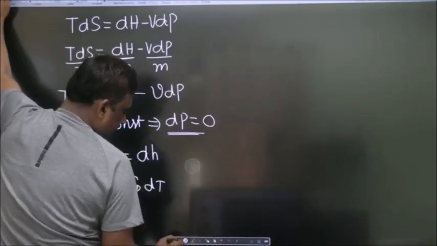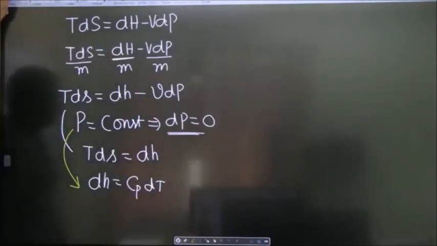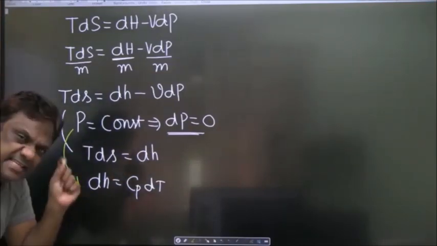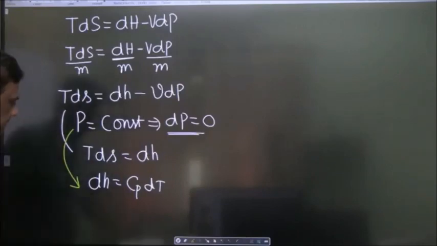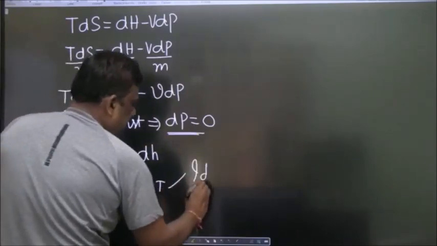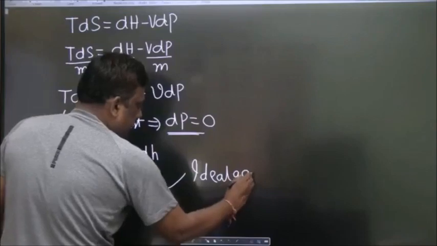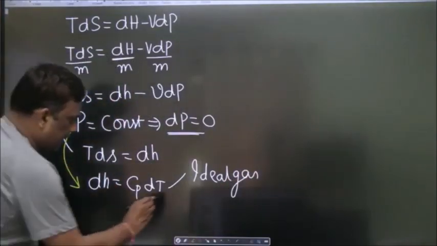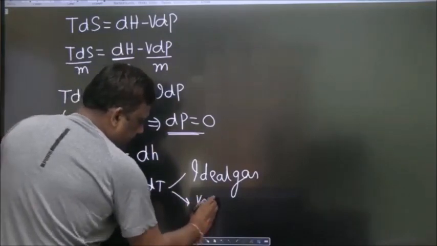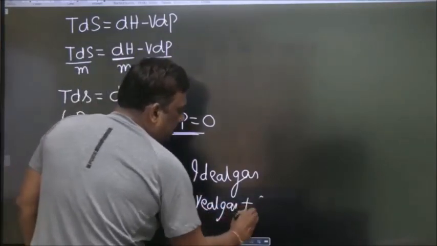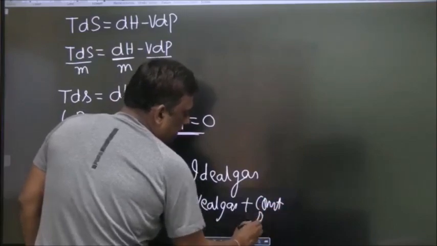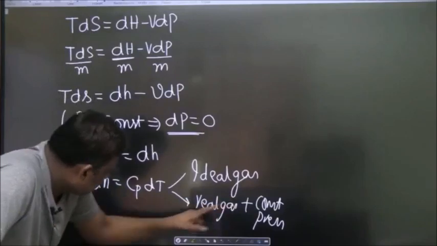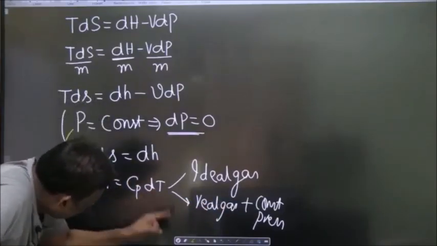Can you tell me under what conditions it is valid? I told you very clearly: if it is an ideal gas, there is no limitation. You can use it for any process. But for real gases, this equation can be used only under constant pressure, and this will be derived in my last chapter. Don't worry. For real gases, this equation is applicable only when the pressure is constant.